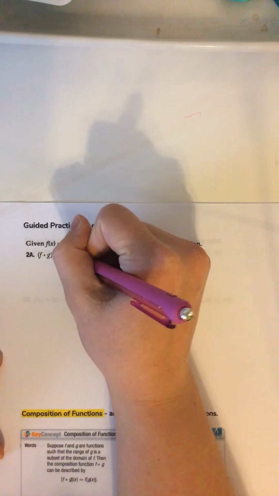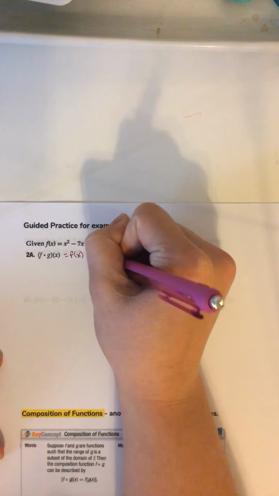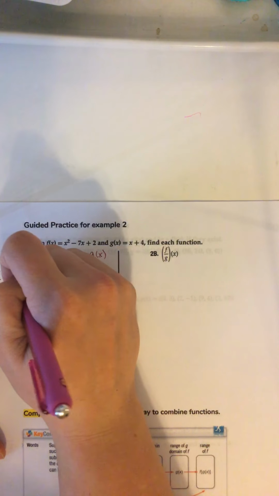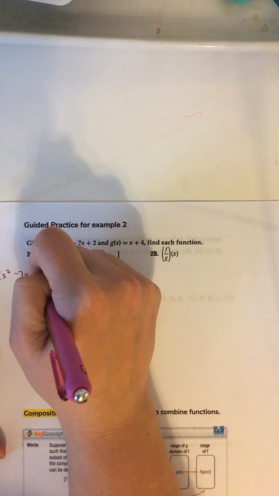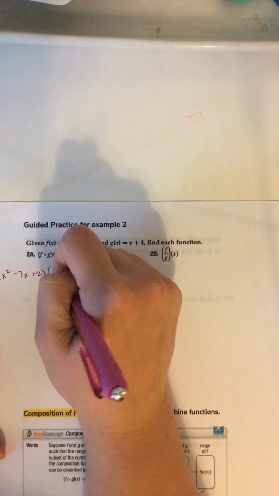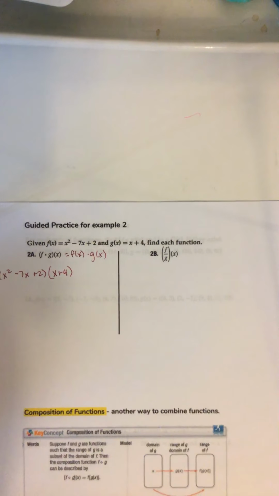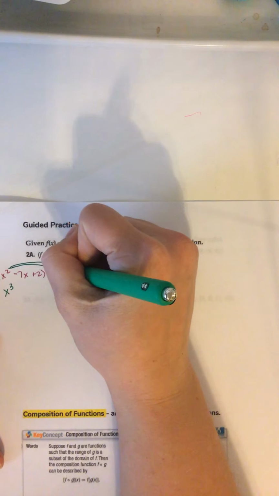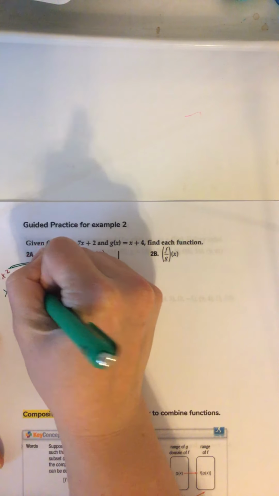All right, so back to multiplying here. We got f times g of x, which is just f of x times g of x. And so we have x squared minus 7x plus 2 times x plus 4. And just like we did before, we're going to take everything in the first and multiply by everything in the second, kind of extreme foiling. x squared times x is x cubed. x squared times 4 is plus 4x squared.